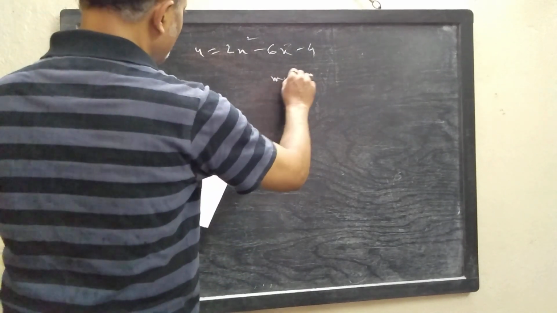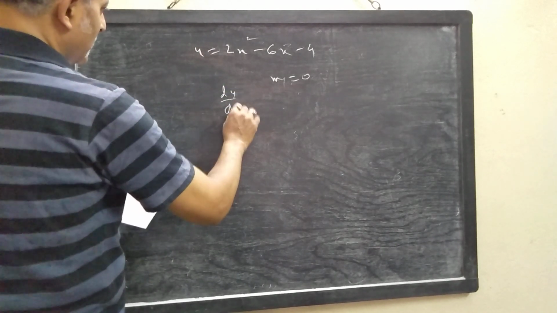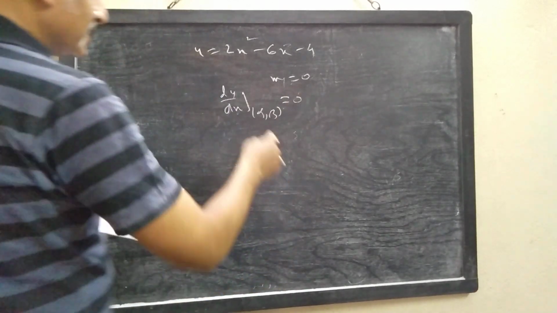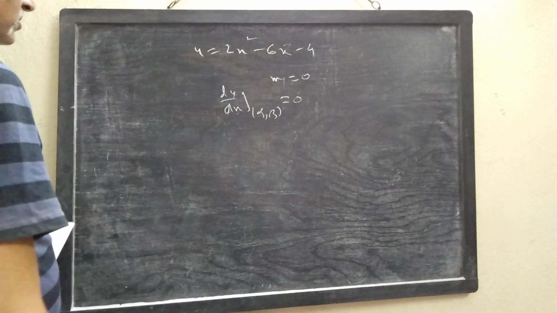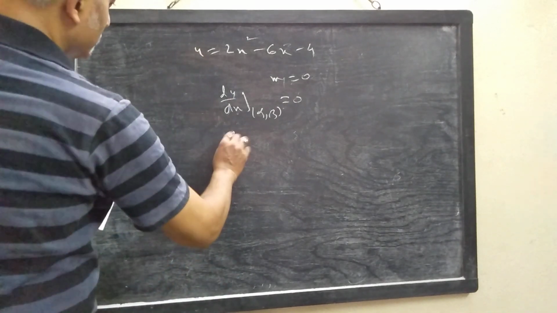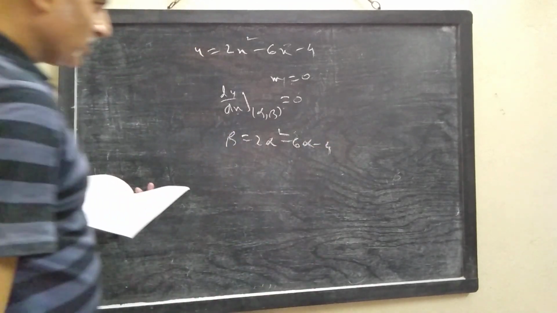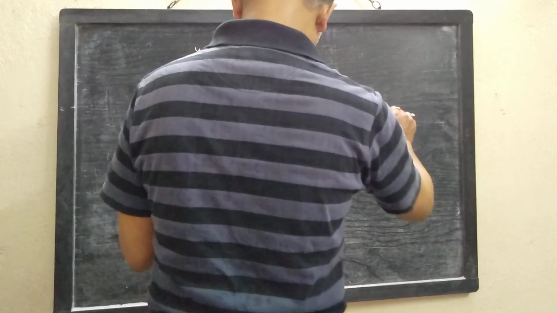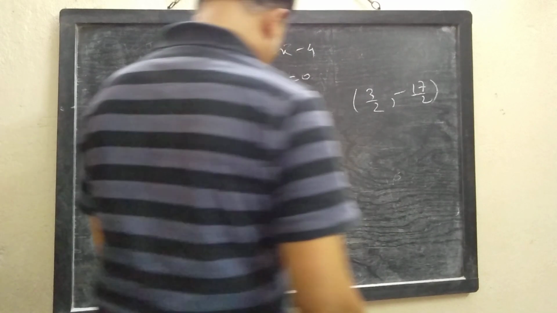Parallel to x-axis means slope is 0. That is, if you take the point as (alpha, beta), your dy/dx at (alpha, beta) will be 0. And as the point (alpha, beta) is taken on the curve, it will satisfy the curve, so you get the equation beta equals 2 alpha square minus 6 alpha minus 4. Solving these equations, you will ultimately get the required point as (3 by 2, minus 17 by 2).